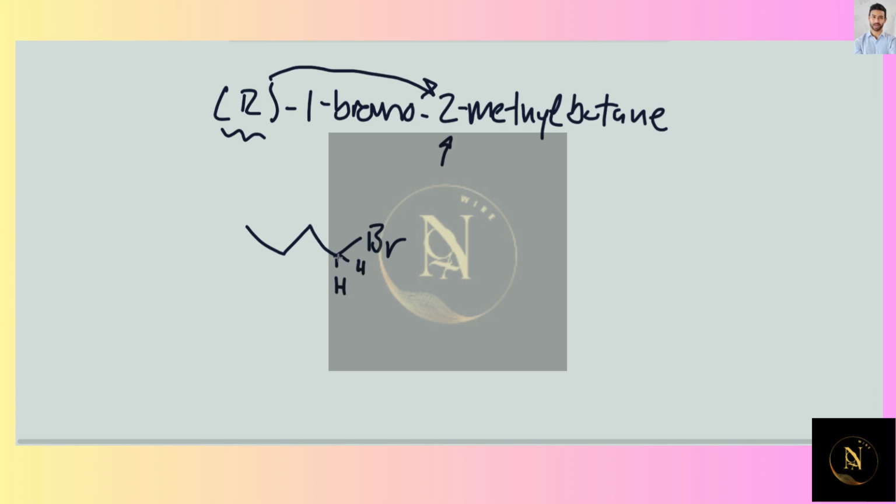because carbon 1 is not a stereocenter. It has 2 bonds to hydrogen, and you need to have 4 unique bonds on your carbon to be a stereocenter. Now, carbon 2, with its methyl group, would have a methyl group, an ethyl, and then a methyl bromo, and a hydrogen. So carbon 2 is our stereocenter, and that is what is R.